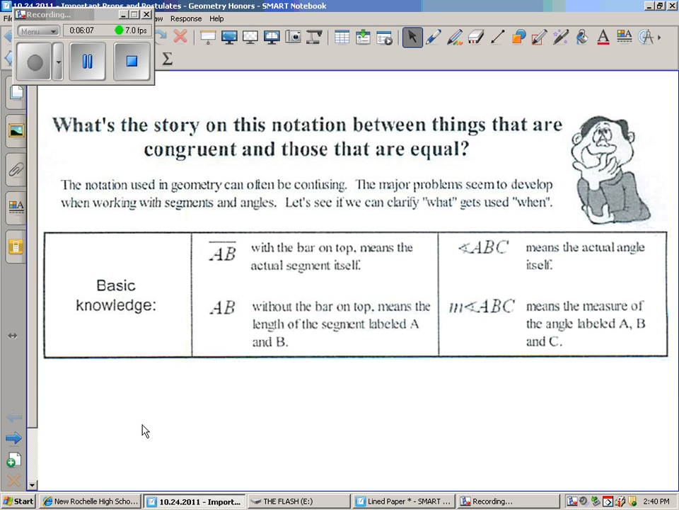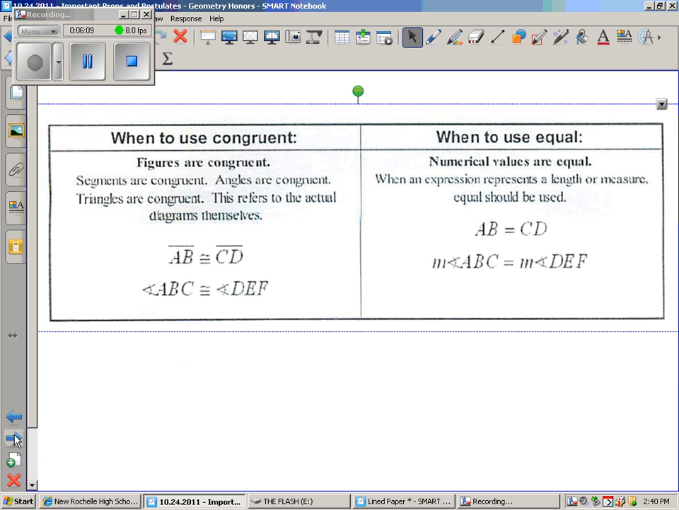Okay. Let's go on some more. When to use the congruent symbols and when to use the equal symbols. This comes up in proofs. If you know the measurement or the size numerically of things, use the equal sign. If you're just talking about them being congruent to each other, use the congruent symbol. All right? So equal numbers, congruent, same size.